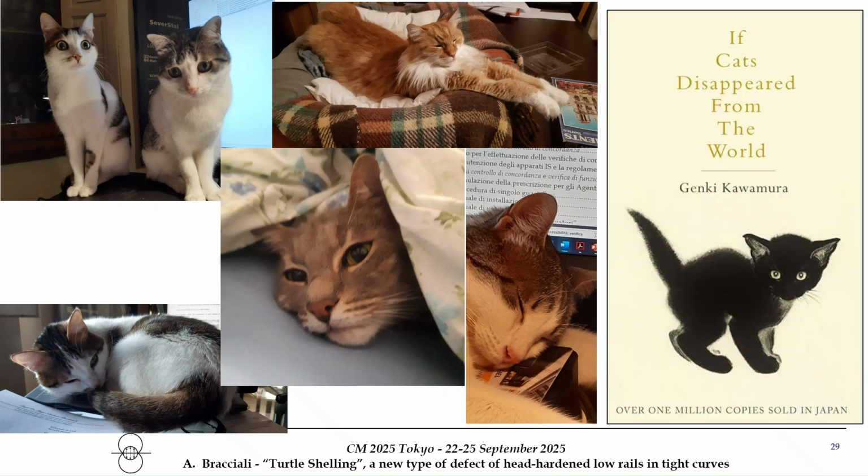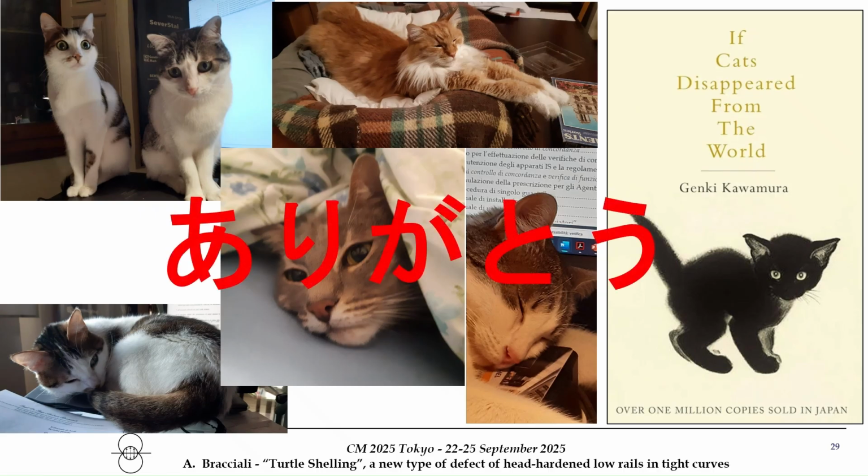But I would like to suggest you read a very nice book. It's a quite poetic novel that is very famous here in Japan. You can read the title there. I can only say that if cats had disappeared from the world, I would probably not be here today. So thank God we have cats, and we have corrugation, and we have bogies, and so on. Arigato.